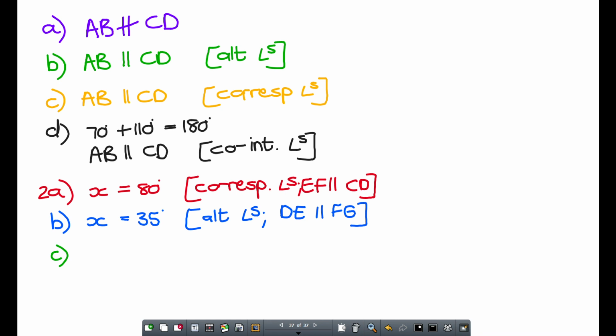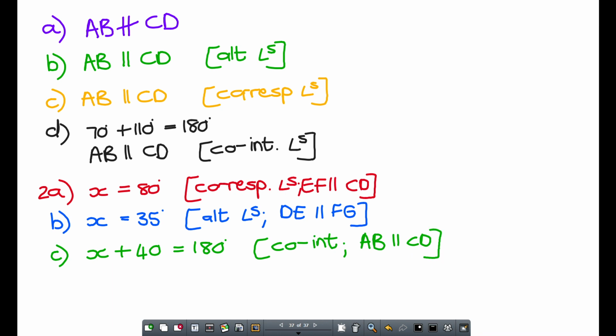Okay, right, at C. Good. X plus 40 is equal to 180 because those were co-interior angles. It was a U. Okay, state your parallel lines. So AB parallel to CD. And now we can work out what x is. We're going to take that 40 over. So 180 minus 40, which means that x will be 140. Yeah, it's perfect. Remember, you could say any one of these two. You'd get your mark there.